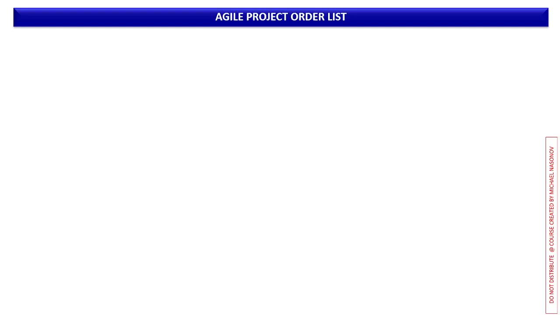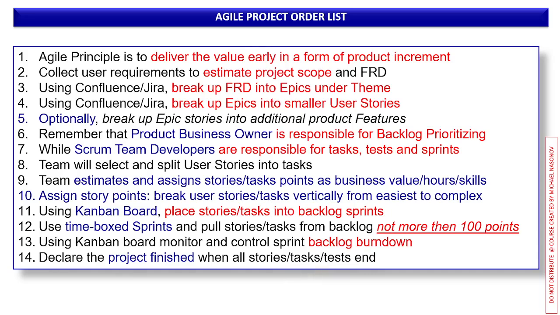Agile project order list, or list in order. Let's remember once again, the Agile principle itself is to deliver value early in the form of a product increment, which stands for adding value. Collect user requirements to estimate project scope and create a functional requirement document. Then, normally using Confluence and JIRA, break up the functional requirement document or business functional requirement document into epics under team.